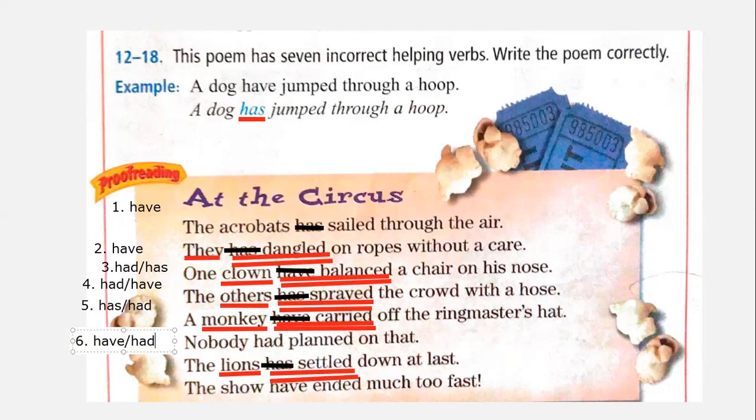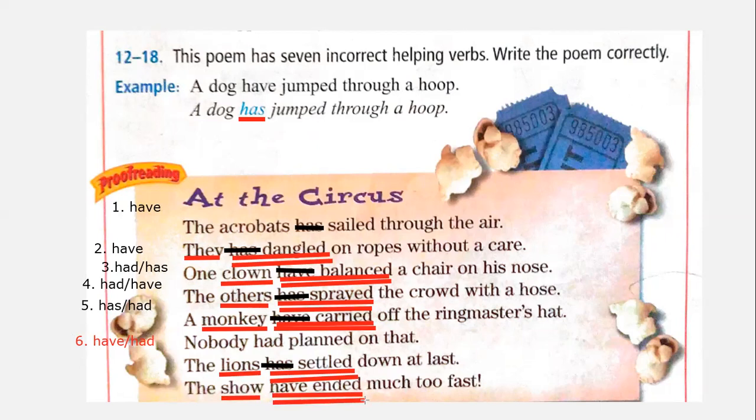The next one, the show have ended much too fast. Let's read it again. The show have ended much too fast. So we identify the subject, which is show. What happened here? Show, okay. Bear with me, the show. And we identify the verb phrase, have ended.